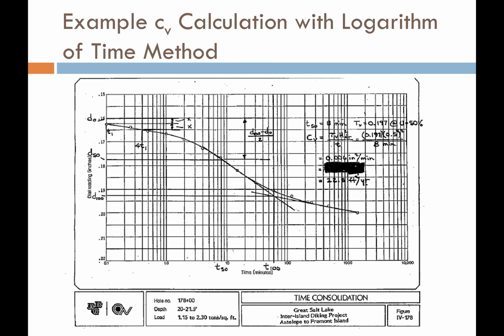So I have a couple of screenshots or examples of actual real life calculations to get C sub V from a project just in the Great Salt Lake here in Utah. Take some time, pause the presentation, and look at how each of these curves was drawn. So here's the curve for the log of time method. Pause the presentation, and look how they did all the calculations, okay? After you're finished with that, you go to the next method.